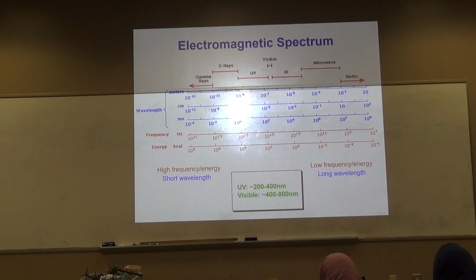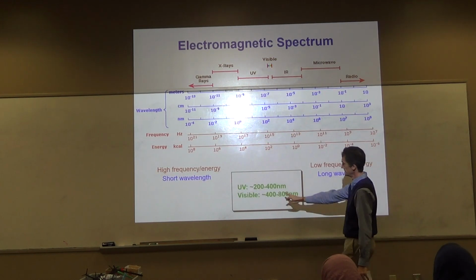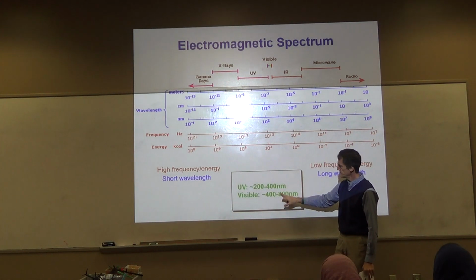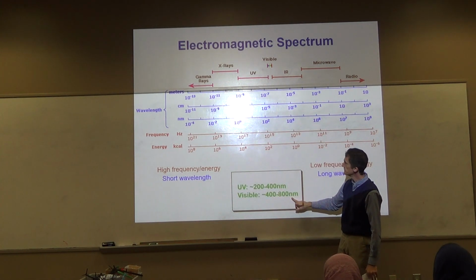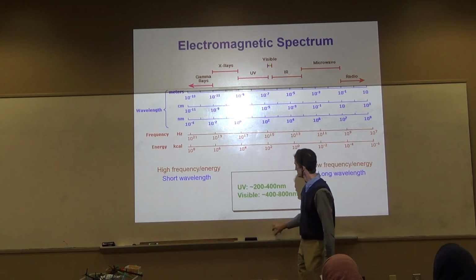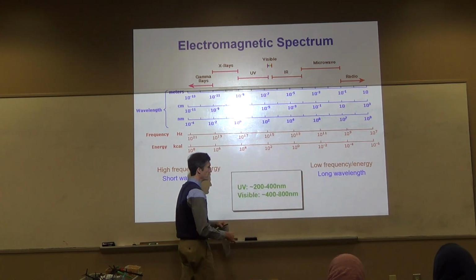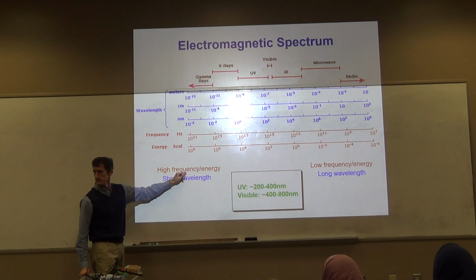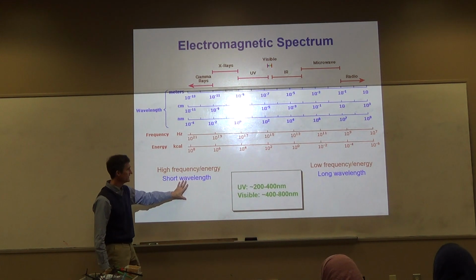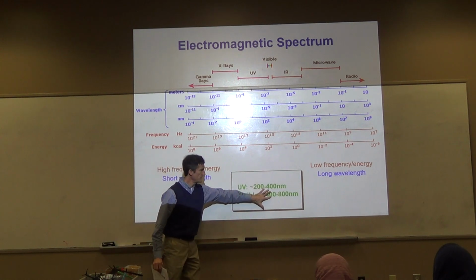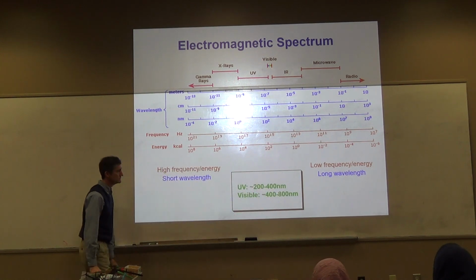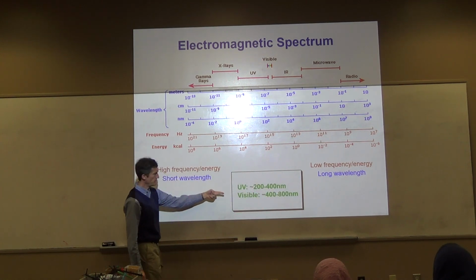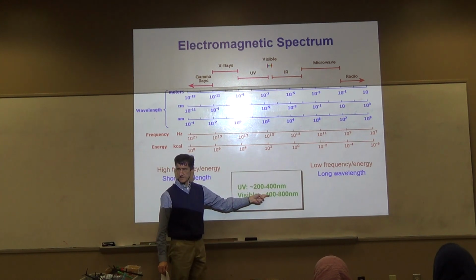What do we say for UV and visible? UV is approximately 200 to 400 nanometers, visible 400 to 800 nanometers. Nanometer, what is that a unit of? Frequency, what? Wavelength, right? We're plotting wavelength. And visible has longer wavelength, right?